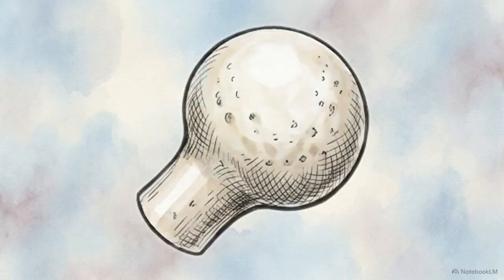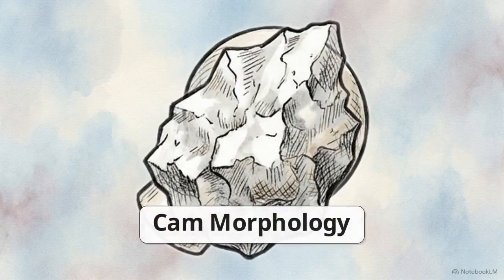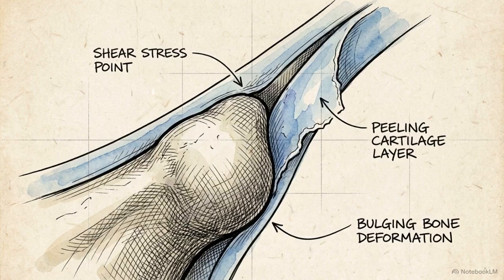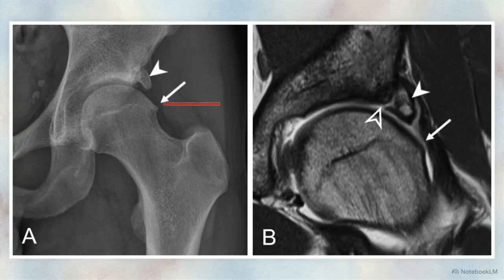The first pillar of this conflict is CAM morphology. An aspherical femoral head-neck junction creates shear stress as it enters the acetabulum, leading to cartilage delamination. While the cam deformity is visible on radiographs, an MR arthrogram better identifies the secondary stress reactions, such as the os acetabuli, a bone fragment formed by repetitive mechanical stress.